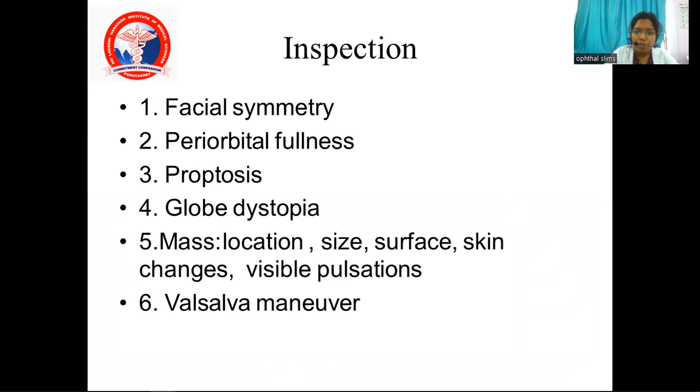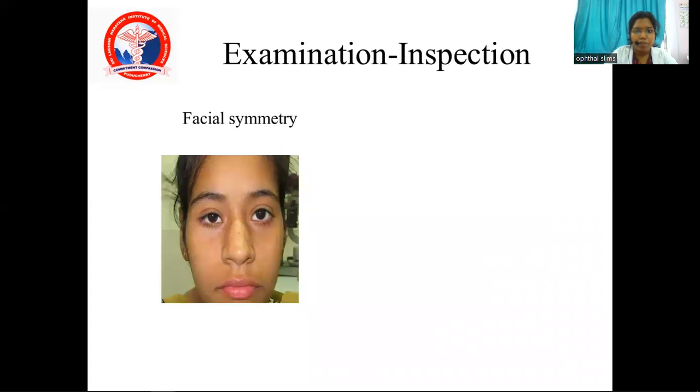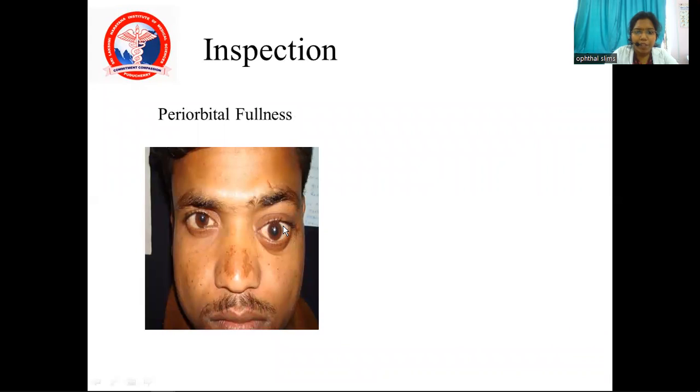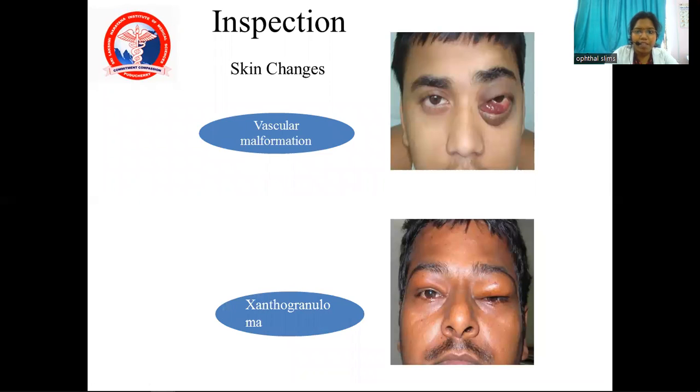On inspection, we'll see the facial symmetry of the patient, periorbital fullness, proptosis, globe dystopia, and mass, with the location of the mass, size, skin changes, visible pulsations, and the Valsalva maneuver. We first look into the facial symmetry, whether the mass is causing any asymmetry of the face. Then we look for periorbital fullness. Here you can see this periorbital fullness, and it is pushing the orbit downwards. And associated skin changes and vascular malformations. Vascular malformations can be seen in cases like lymphoma, and this is a patient with xanthogranuloma.